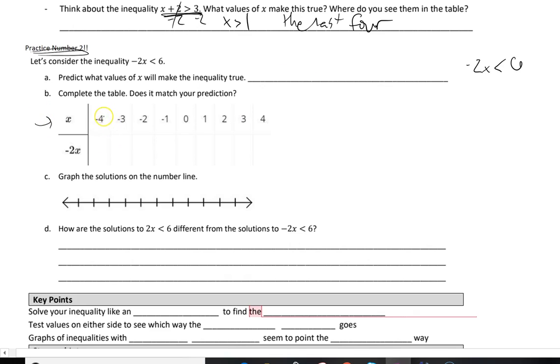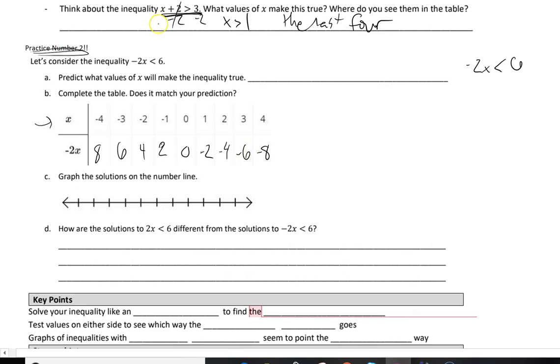So if I have negative 4, then negative 2x, or negative 2 times negative 4, is 8. Negative 3 times negative 2 is 6. Negative 2 times negative 2 is 4. Negative 1 times negative 2, 0 times anything. 1 times negative 2. Now we're in the negatives. 2 times negative 2. 3 times negative 2, and 4 times negative 2.